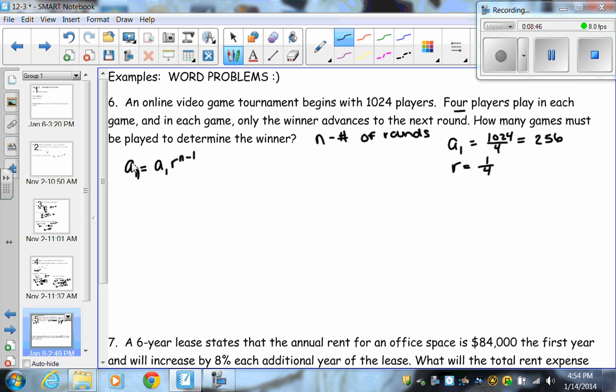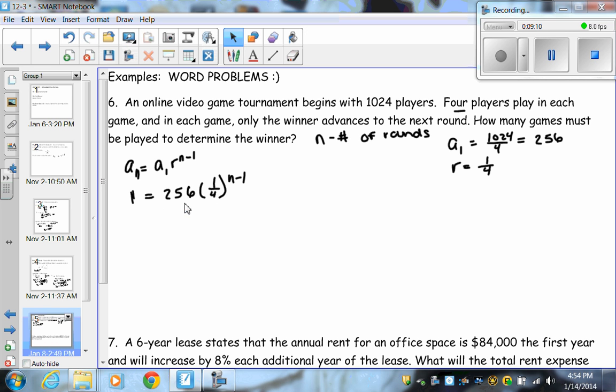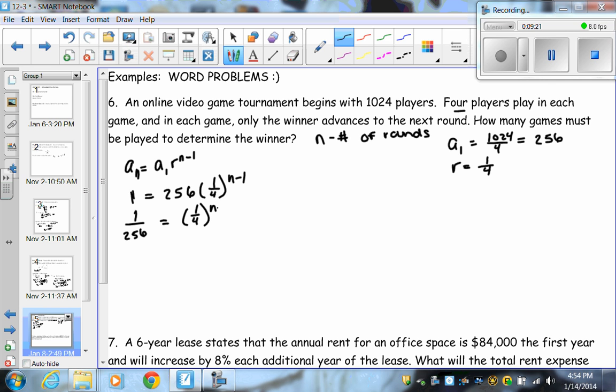A of n is what I'm looking for, and I want to know how many to determine the winner, which means ultimately you only want one person left over. So the number of people playing would just be 1. Your first term we said was 256. The r we said was 1/4. So I'm going to divide both sides by 256. That gives me 1 over 256 equals 1/4 to the n minus 1.